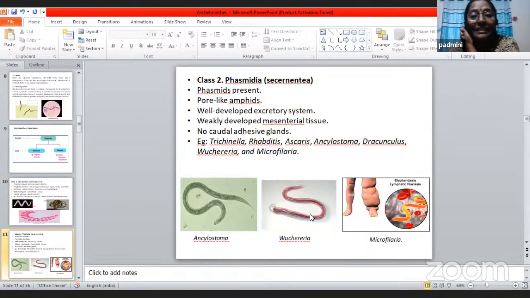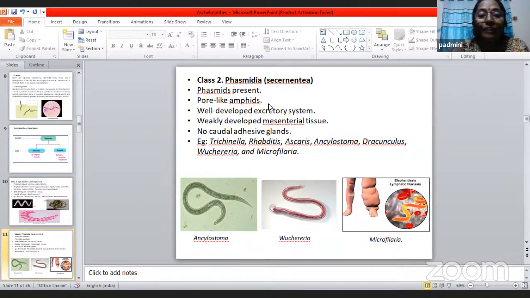Coming to the next class, Phasmida, or Secernentea, is another name for Phasmidia. Phasmids present, pore-like amphids, well-developed excretory system, weakly developed mesenterial system.